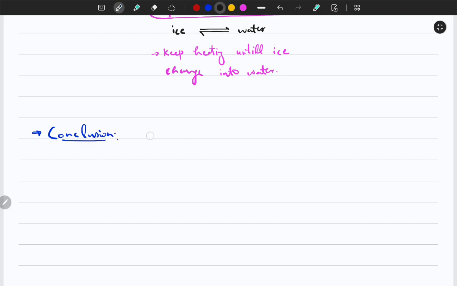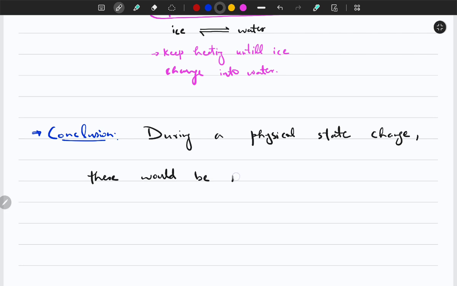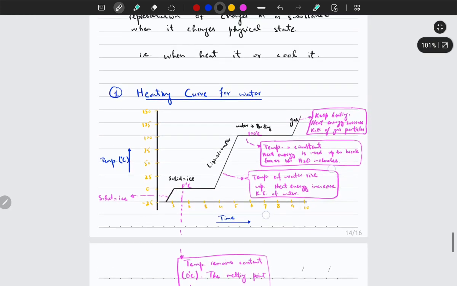is that during physical state change, these are physical states, solid, liquid, gas, state change, there would be no temperature changes. Okay, so that's what you have to keep in mind, right?